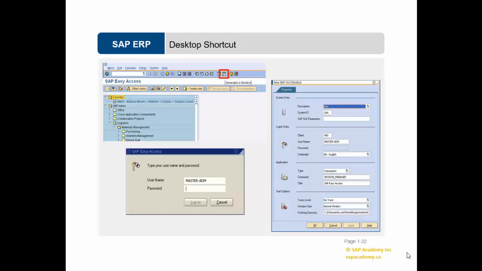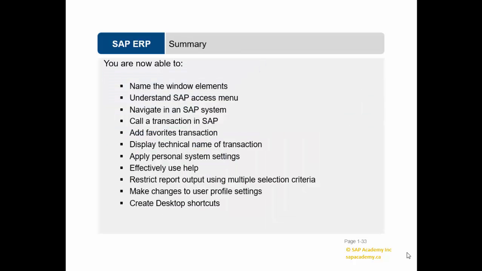We now hope that you are familiar with SAP, and you are now able to name the window elements, understand the SAP Access menu, navigate in an SAP system, call a transaction in SAP, add favorite transactions, display the technical name of a transaction, apply personal system settings, effectively use help, restrict report output using multiple selection criteria, make changes to user profile settings, and create desktop shortcuts.